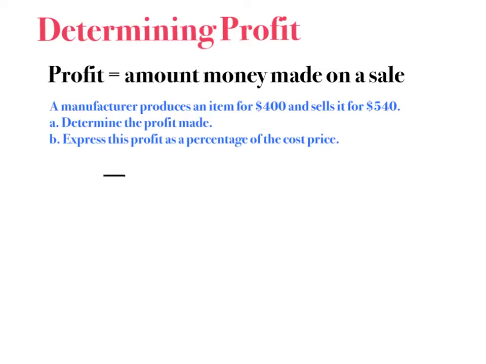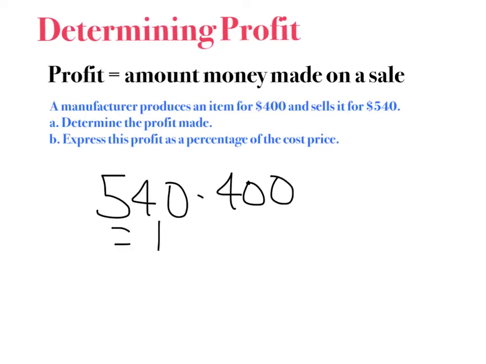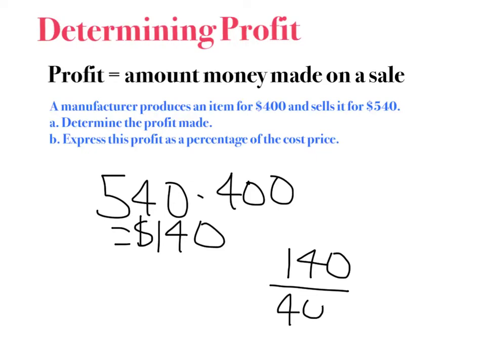Really simple, guys. Sells it for $540, cost him $400, which means he's made $140 on it. Okay, so we made $140. That's my profit. Now, how much is that as a percentage? So I need to find out what percent is 140 of 400. So I have 140 and I need to work out what percent it is of 400.